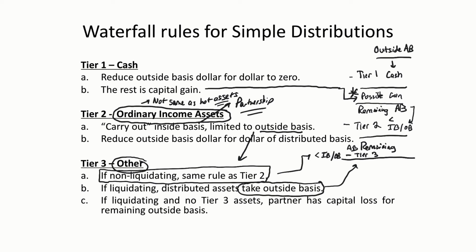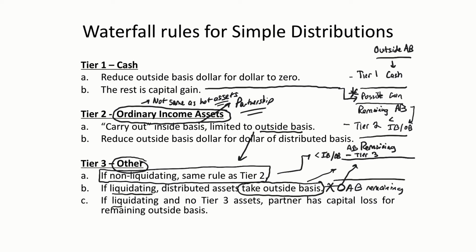Now here's the important element. If you are non-liquidating, which means you still have an interest, whatever's left is the remaining outside adjusted basis going forward into the future. But if it's liquidating, you don't have this. Right? So you don't worry about that. That's why we give everything else, if it's liquidating, to the Tier 3 assets.